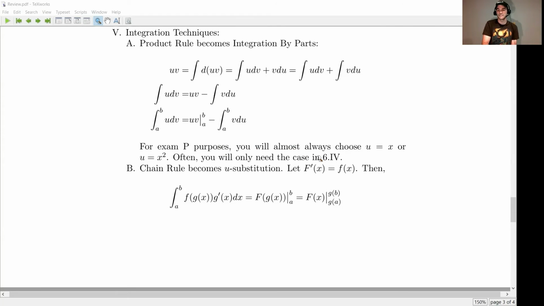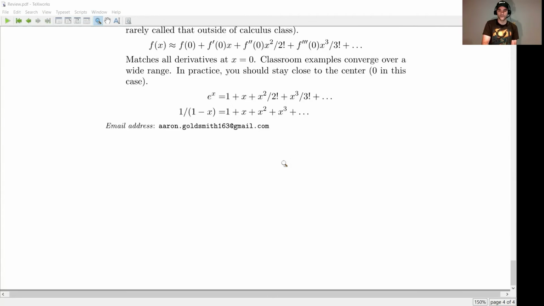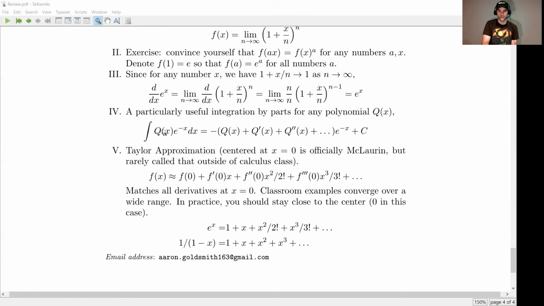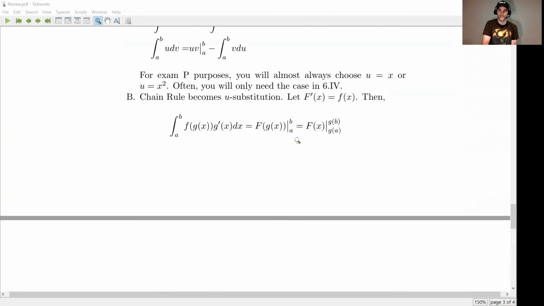So in section 6, I put down a reduced form for how to find the integration of a product with e to the minus x and some polynomial, often just x and x squared. So you can use this formula. I'll talk about that in the next video on exponentials.